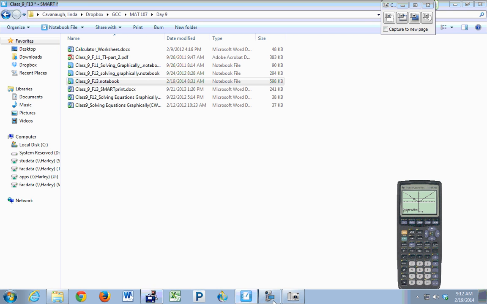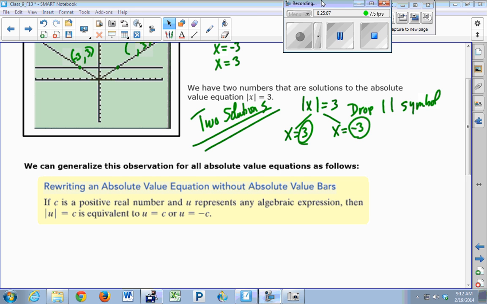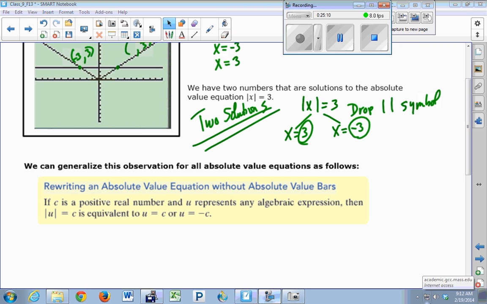So if you want to have a generalized idea of how to solve any absolute value equation, here it is right here on your paper. If C is a positive real number and U represents any algebraic expression, any, notice in this particular case the algebraic expression was simply x. That's all that's in between those, but it could be any expression inside, anything.